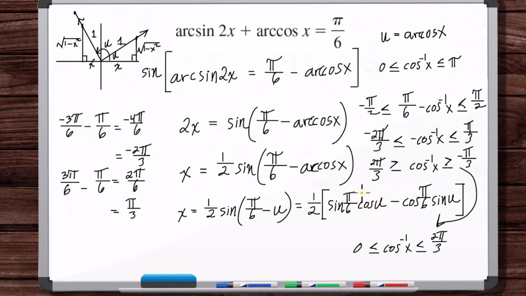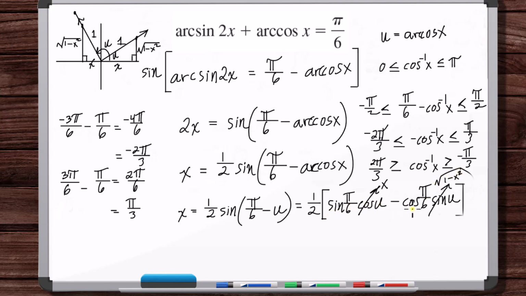Cosine of u could be positive or negative, depending on where u is, but that's just x. X can be positive or negative. It's just a variable, right? Well, sine of u would create an issue if it could change, then that would create complications. But sine of u over this entire range of what u can be is the same anyway. So that's why it works out. Okay, so we can see that cosine of u is going to be x. Sine of u is going to be the square root of 1 minus x squared.